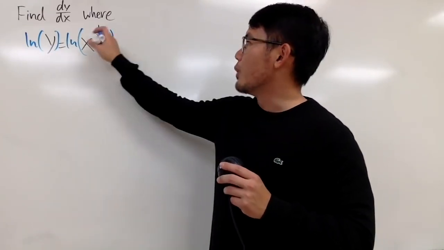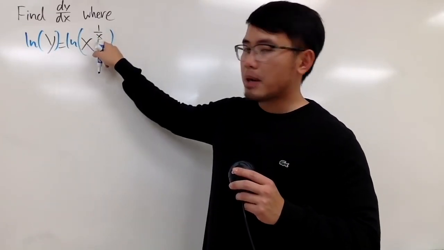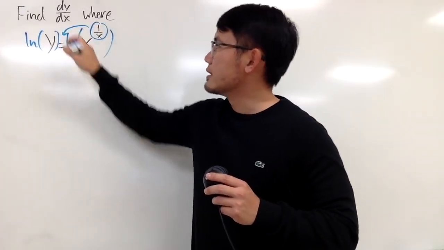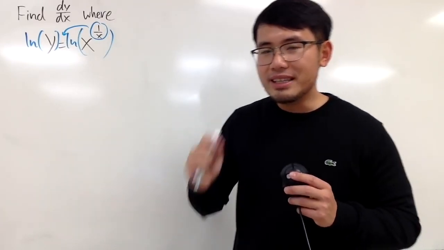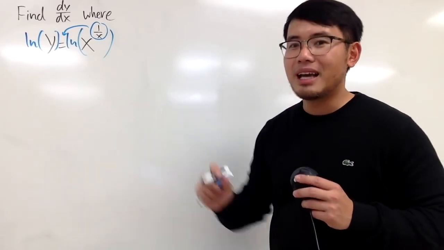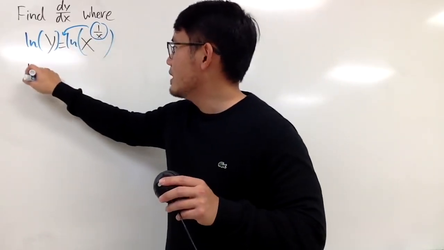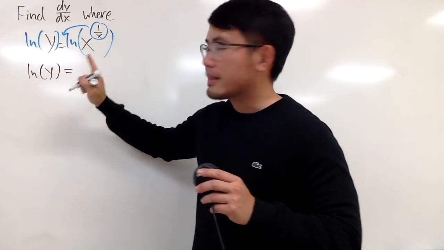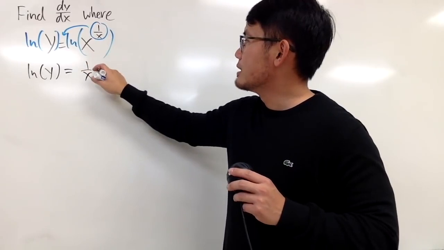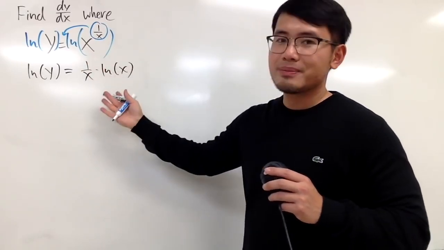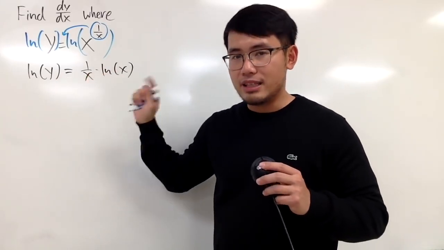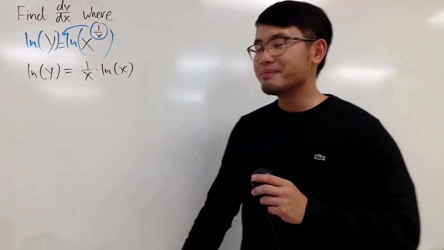What do I mean? When we have x to the 1 over x power, inside the natural log, we can bring the power to the front. This is just the innocent natural log property, so do not minus 1 or whatever. We're just doing algebra. So we have natural log of y equal to 1 over x, and you can multiply this by ln of x. So this is the equation that we'll be looking at and differentiating rather than that one.